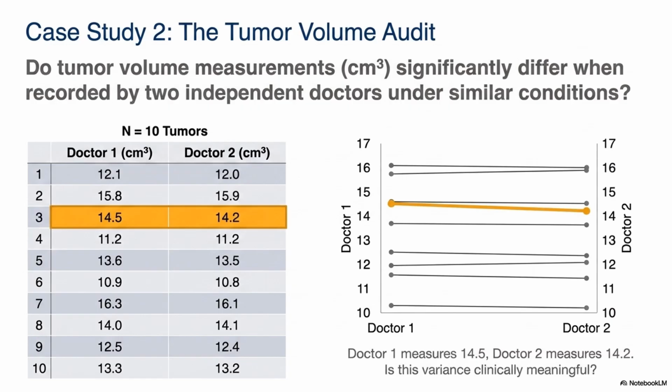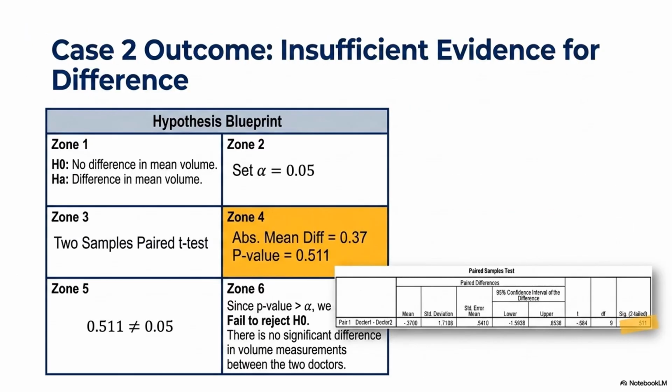Example Case Study 2: the tumor volume audit. Do tumor volume measurements significantly differ when recorded by two independent doctors under similar conditions? We have 10 observations. Case 2 outcomes. Insufficient evidence for difference.